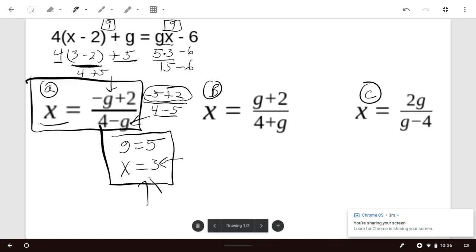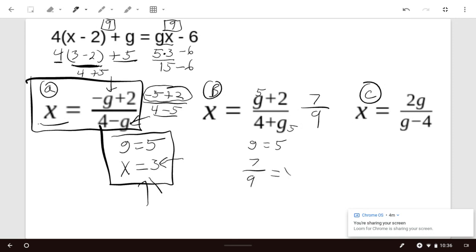I don't even have to test out B and C. I mean, you could, I guess. But if you were to plug in 5 for G on option B, let's see what this gives us here. So 5 plus 2, that would give us a 7. And then 4 plus 5, that would give us 9. So this would give us 7/9 is equal to X.